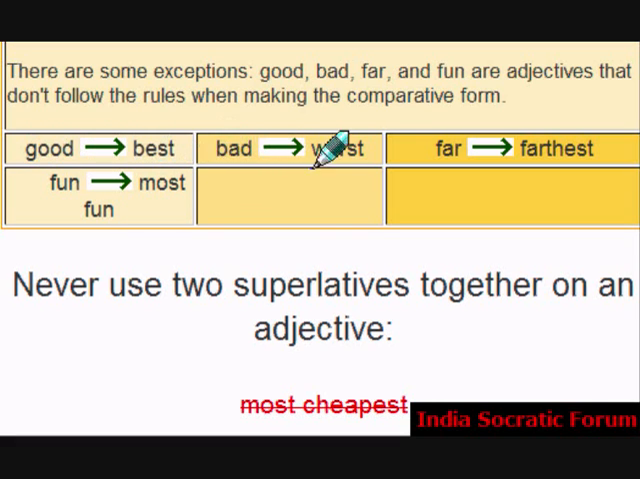For bad, the superlative form is worst. Bad, worst. For far, you have to add th for the superlative form. Farthest. Okay, not forest. Okay, farthest. Fun, most fun. Even though it is a single syllable word, we use most fun, not funnest. It's wrong. Okay, so these are all exceptions.